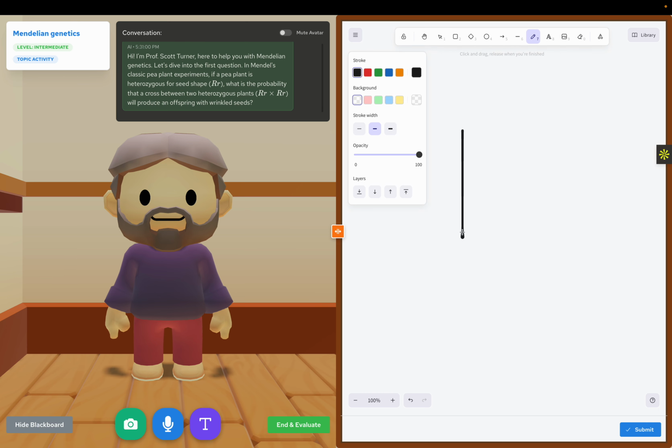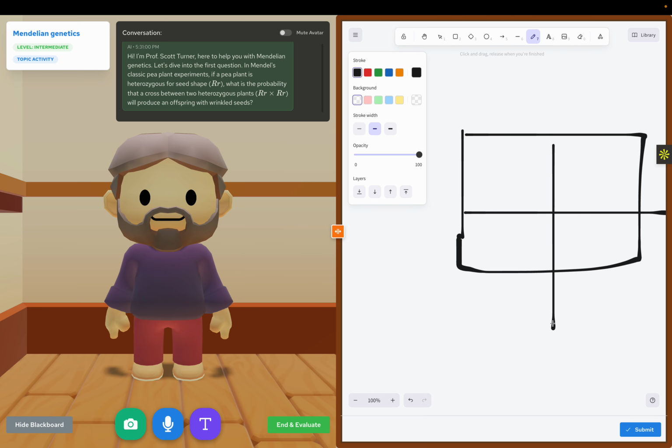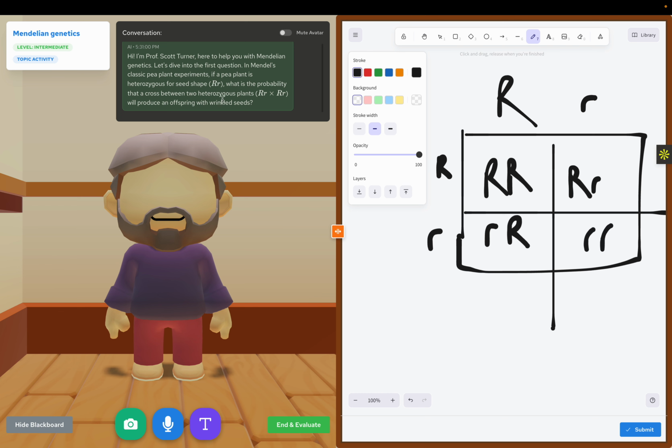Okay, so let's go ahead and we can actually draw the Punnett square here. So we have R, little r, capital R, little r, and draw these here. And so the question is, what's the probability that will produce an offspring with wrinkled seeds? So let's go ahead and just highlight this one right here. Submit this and see what he says.